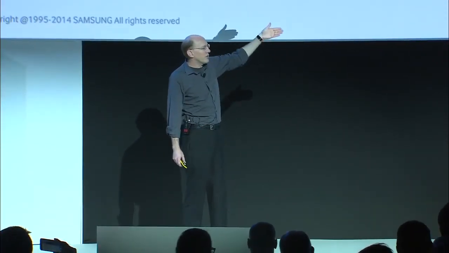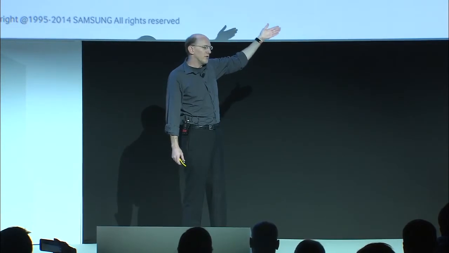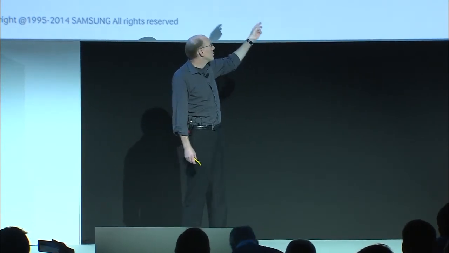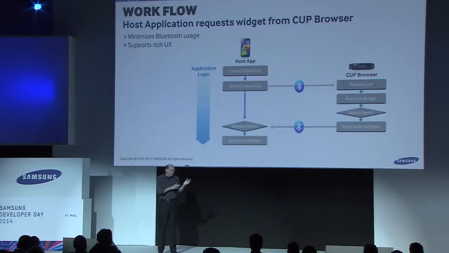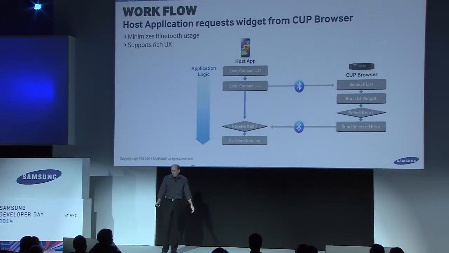The Fit device is going to run that list widget that I referred to earlier. And then, of course, it's touch sensitive, so you can make a selection on the Fit. And you're going to get a callback on your host application about what the selection was, and then it could, for example, go ahead and dial the number for the contact that you just selected.